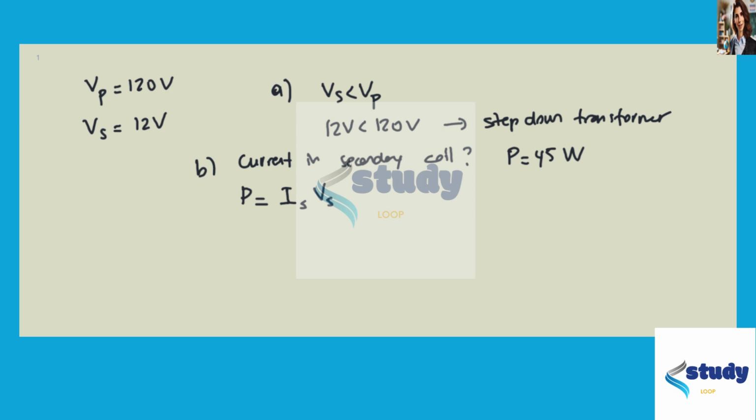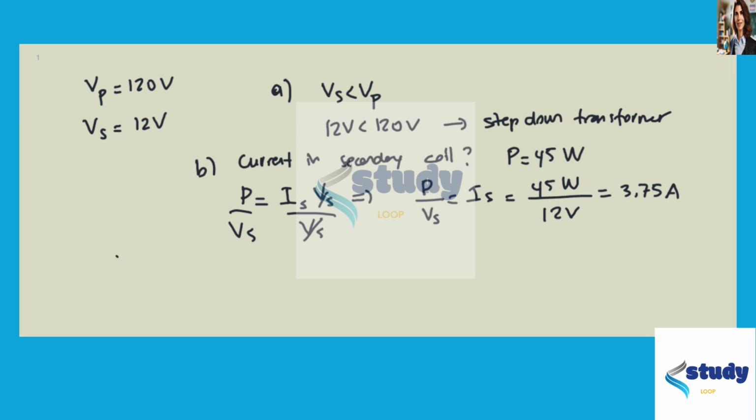So if we want to know the current, then what we do, we divide both sides by the secondary potential. So these are going to cancel out. P over the secondary potential is going to give us the secondary current. So 45 watts divided by 12 volts is 3.75 amps.